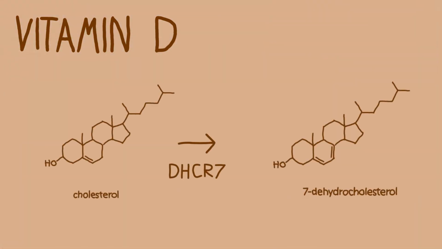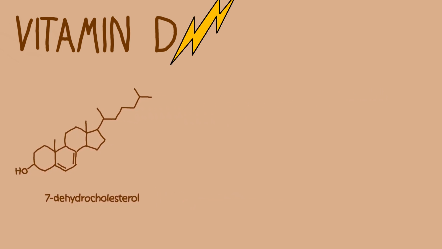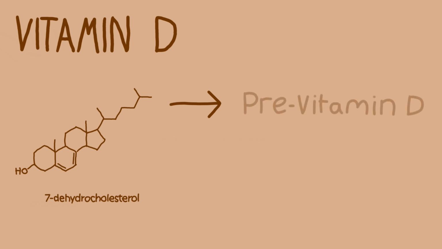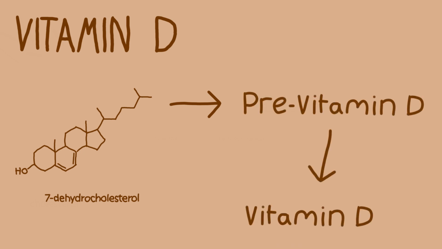First, cholesterol is turned into 7-dehydrocholesterol by an enzyme called DHCR7. UVB radiation from the sun then turns this into previtamin D, which spontaneously transforms into vitamin D at body temperature. This actually means that because vitamin D can be made by the body, it's not technically a vitamin, since a vitamin by definition is something that can't be made by the body.